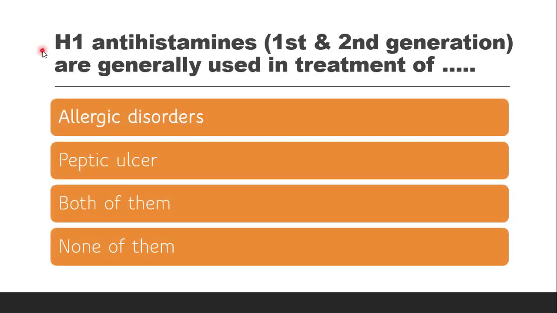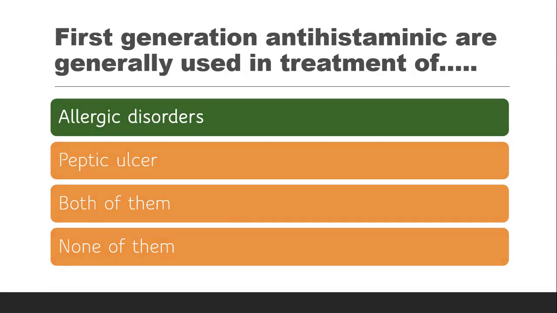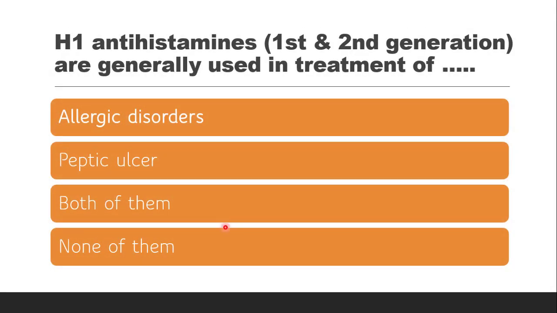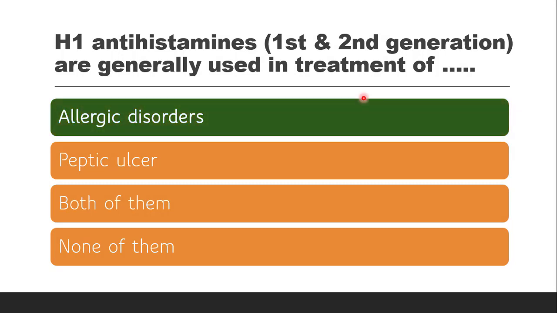Next question is, H1 antihistamines, that is belonging to both first and second generation, are generally used in treatment of what? Allergic disorder, peptic ulcer, both of them, or none of them. The correct answer is allergic disorders.